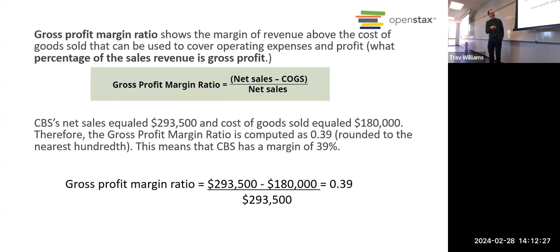Because this is your gross profit margin ratio. This is not your net income. So that is the formula. You could think of it as net sales minus cost of goods sold divided by net sales, or a simpler way to think of it is gross profit divided by net sales. Okay.